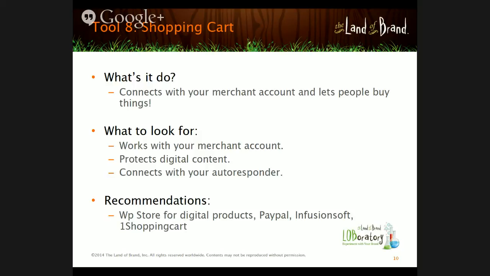What should you look for? You want to make sure that it's compatible with your merchant account, obviously. They're not all compatible with each other. It protects the digital content. We're in an online business world, so we need to be able to sell an ebook or an audio file or a video and have that protected so that people can't just share it willy-nilly and you not get paid for it. And it needs to connect with your autoresponder. This is one that a lot of people overlook. Because people are purchasing your products, you want to keep a list of who has bought what, and you may even have follow-up series and autoresponders based on what they've purchased to upsell or downsell or just keep in touch, so that when you are marketing to them again, you're still top of mind.